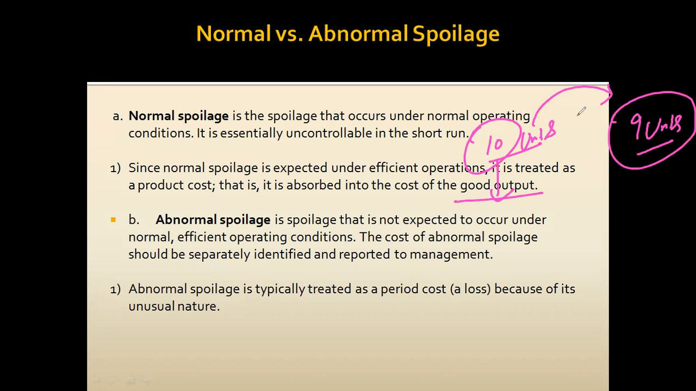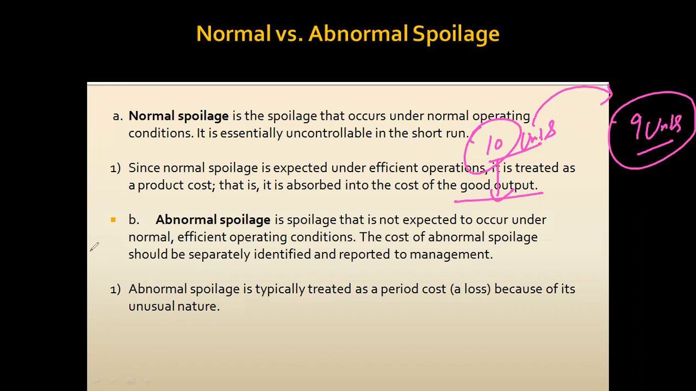We can take different examples, say the meat cutting process or the vegetable cutting process. We know that a certain quantity will go as waste. Without having this much waste, we cannot cut the meat. So a level of spoilage which is part of the process, without which you cannot complete the process, that one we call normal spoilage.